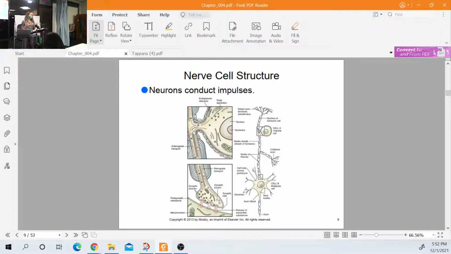Because we only know we're in pain if the brain gets the signal, right? So if we can block it and we don't know that it's hurting, then we can stay still for the surgery.